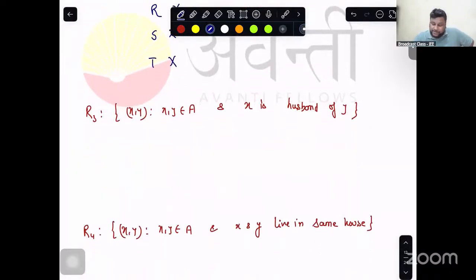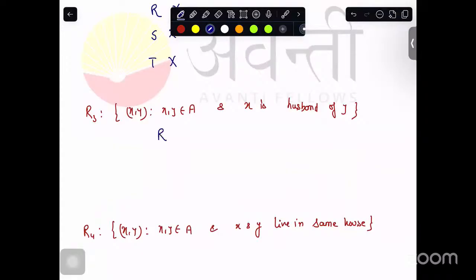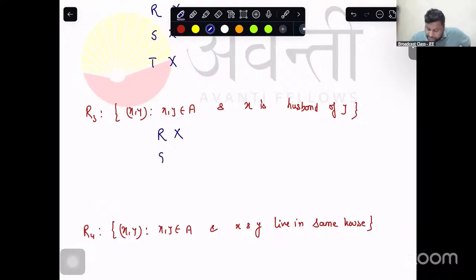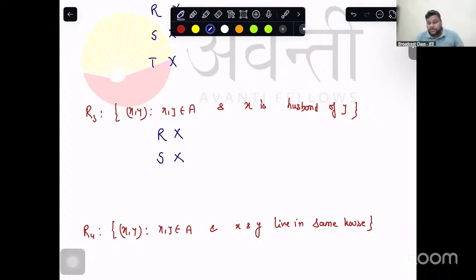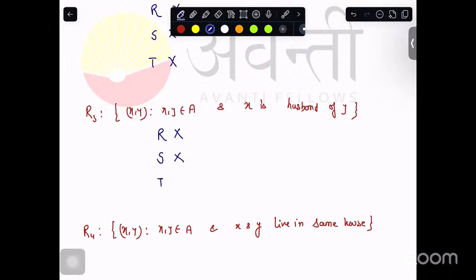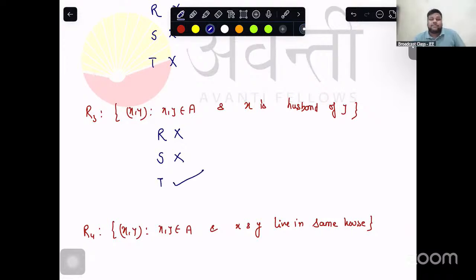Now come to husband. Is this relation reflexive? No, sir. No person is husband of himself. Is this relation symmetric? No, sir. If X is husband of Y, then Y is wife of X, not husband. Is this relation transitive? No, sir. Yes, it will be transitive.